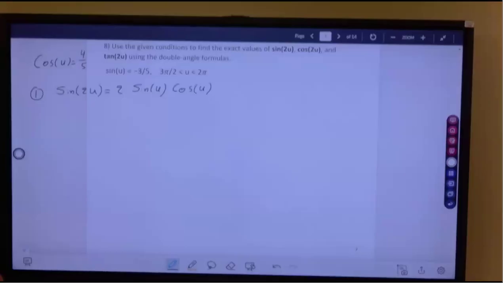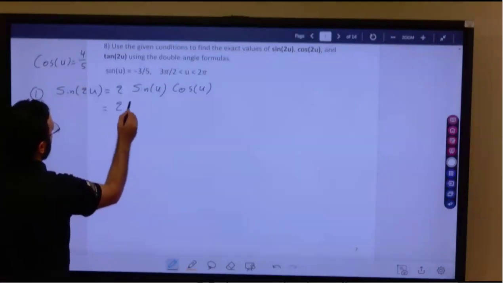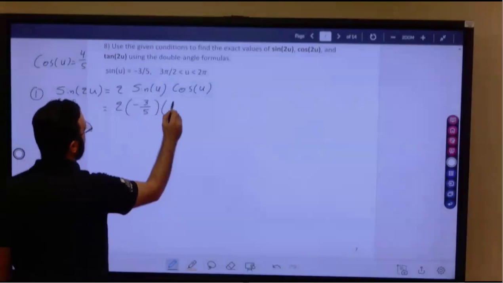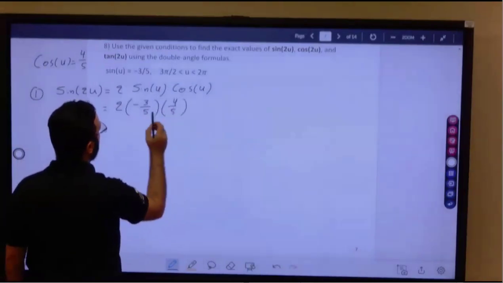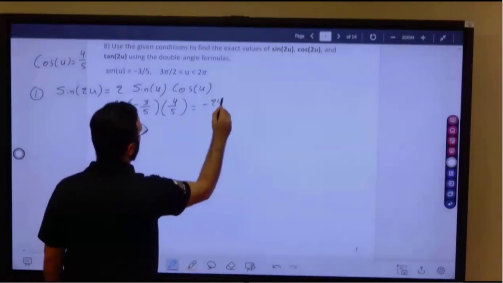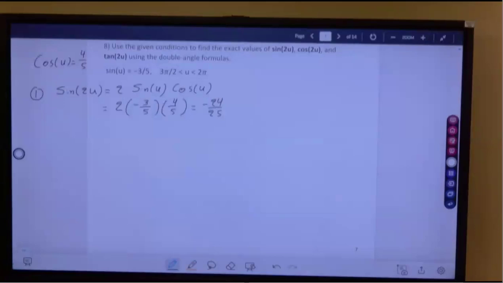So now we're going to find sine 2u, which is equal to 2 sine u cosine u, where sine u is negative 3/5, and the cosine is 4/5. That will be negative 12 times 2. The result is going to be negative 24 divided by 25. That's it for this example.